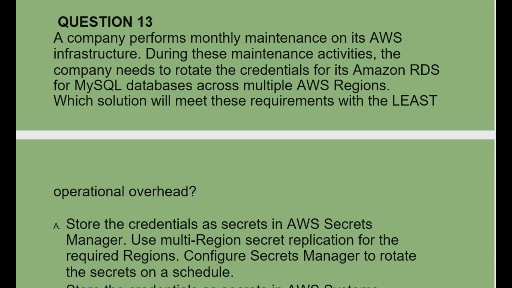Question is, a company performs monthly maintenance on its AWS infrastructure. During these maintenance activities, the company needs to rotate the credentials for its Amazon RDS for MySQL databases across multiple AWS regions. Which solution will meet these requirements with the least operational overhead?